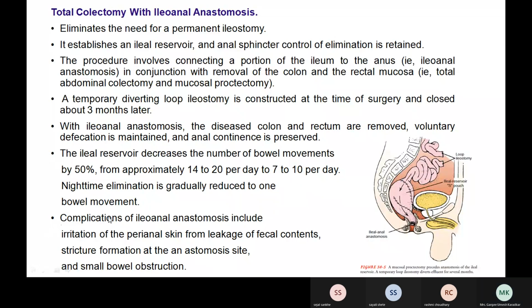The complications of ileoanal anastomosis may include irritation of the perianal skin from leakage of fecal contents, or there may be stricture formation at the anastomosis site, or there may be small bowel obstruction. So even if this surgery is done, they will have to keep a follow-up to see if this reconstruction is in working condition or not. Okay, clear surgical part?